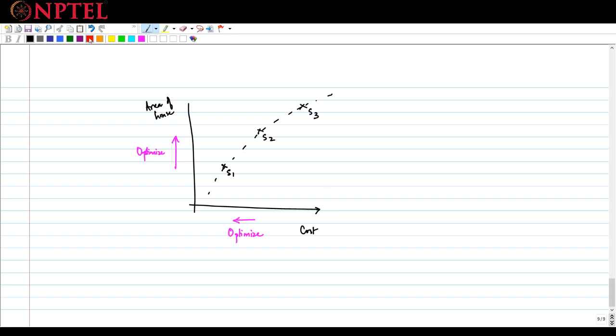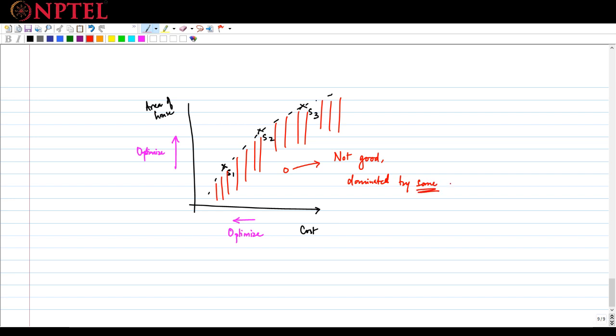Right? And in fact, what we can do is this hatched area that I'm showing over here is essentially consisting of a part of the graph which says that any solution that I find over here is not good. It will be dominated by something on the Pareto front.